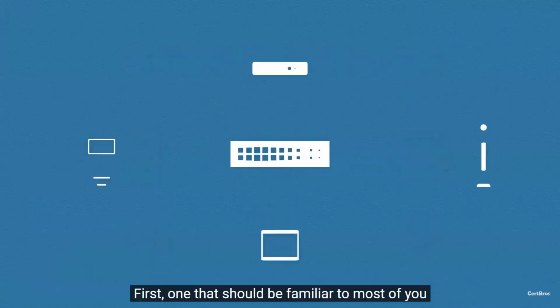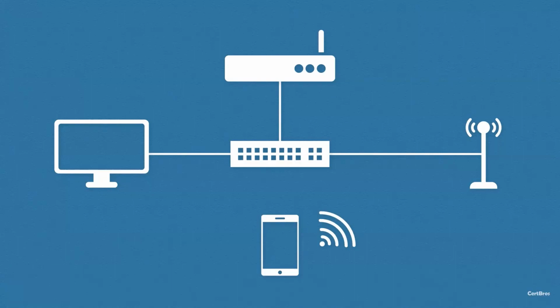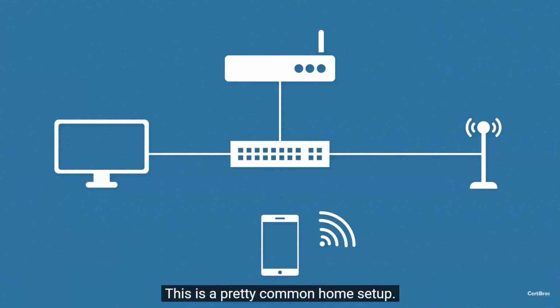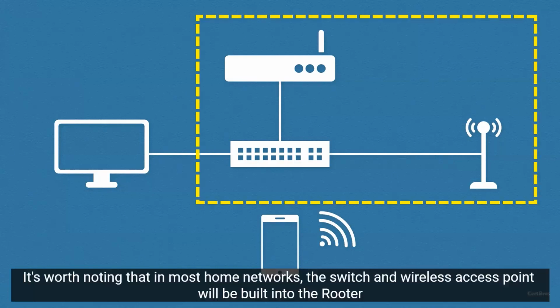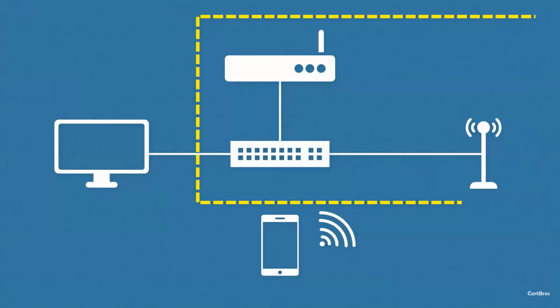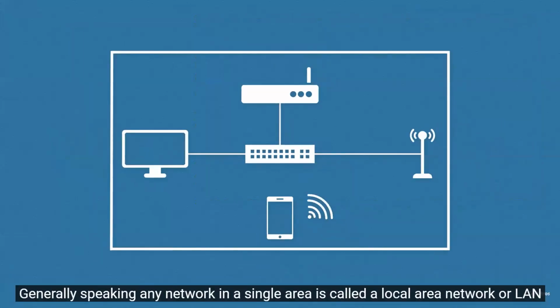First, one that should be familiar to most of you. Here we have a switch, a router, a wireless access point, a desktop, and a phone, all connected to the same network. This is a pretty common home setup. It's worth noting that in most home networks, the switch and wireless access point will be built into the router. Generally speaking, any network in a single area is called a local area network, or LAN.